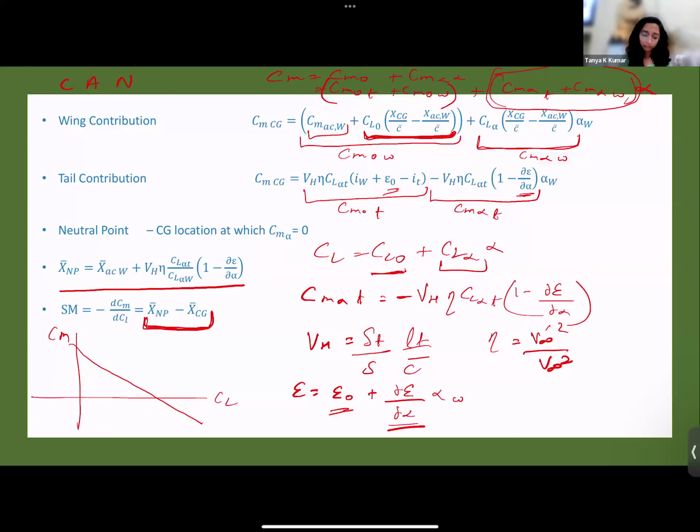These are the two ways. This slope is negative and there's a negative sign, so you know it's positive. And for a stable aircraft, CG is ahead of the neutral point, so XNP minus XCG is a positive quantity. Again, the static margin has to be positive. For a stable aircraft, static margin is positive. Right.